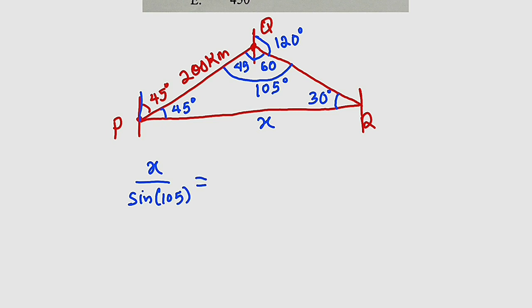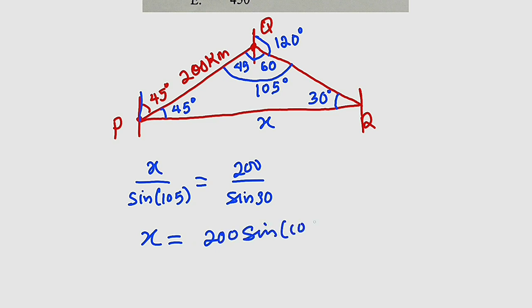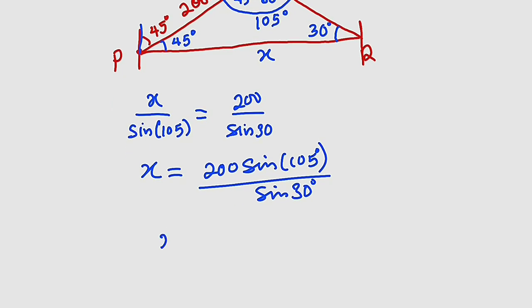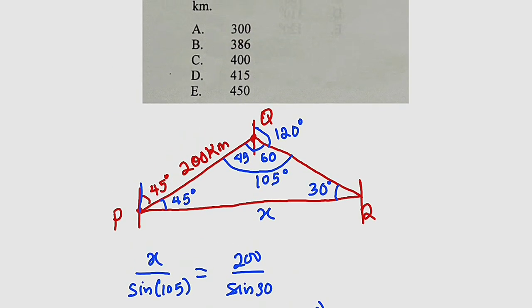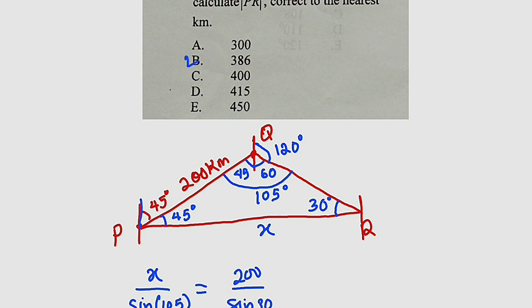Then this must be equal to, since we have this side length, we can use it. We have 200 divided by sine of 30. And from here we can cross multiply. We have x equal to 200 multiplied by sine of 105 divided by sine of 30 degrees. So let me use my calculator and press everything. X is equal to 386, because they say to the nearest kilometer. So we have 386 kilometers, which is option B.